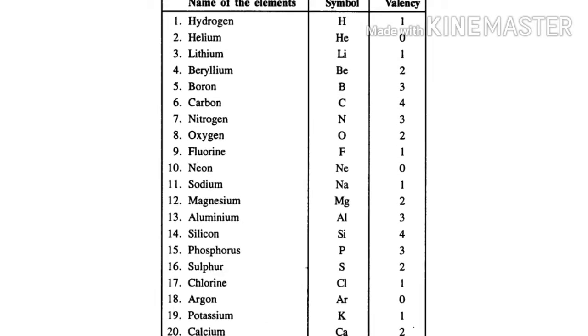The table shows the names of the first 20 elements of the periodic table and their symbols, and the last column shows their valencies. As we can observe, the valency of the elements increases from 1 to 4 and then again decreases to 1. Some elements like helium, neon and argon have valency 0.